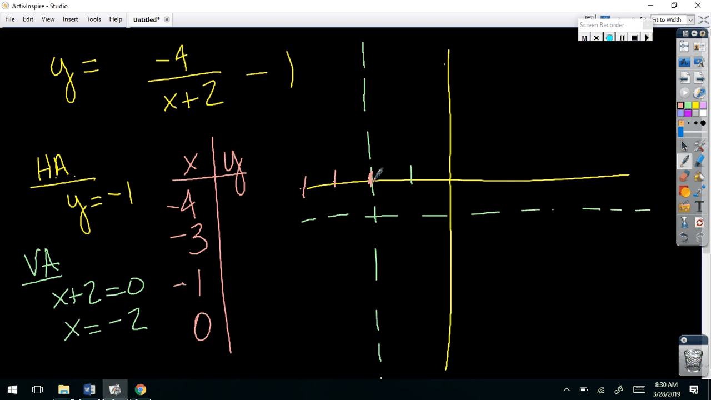The asymptote is -2. So -3 and -4 are on that side of the asymptote. And -1 and 0 are on that side. 2 to the right and 2 to the left. Yeah. Because I'm only plugging in X's.